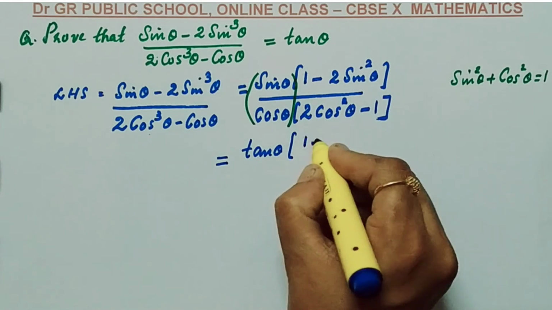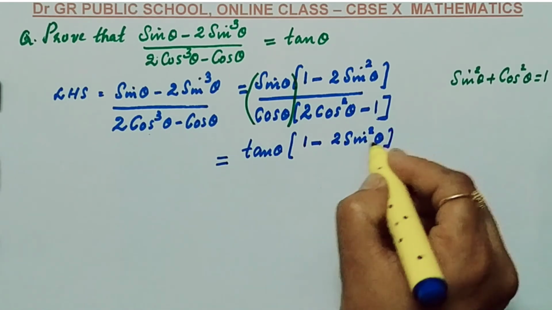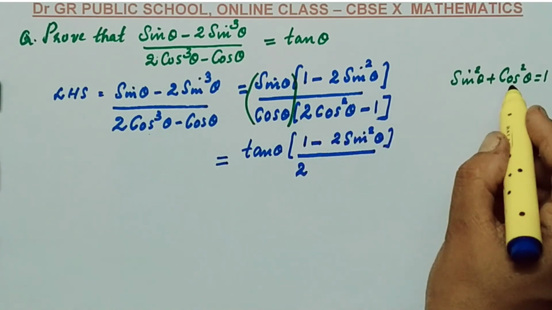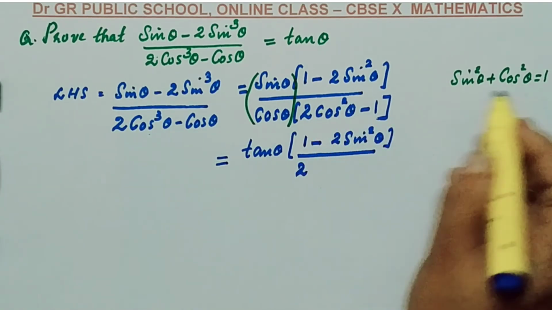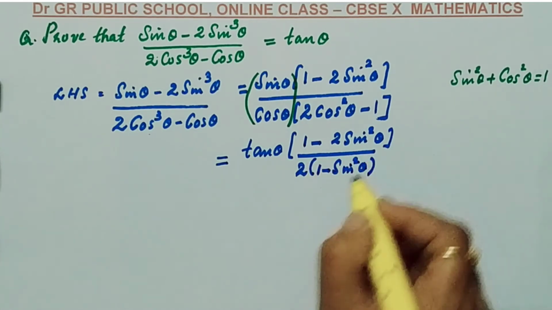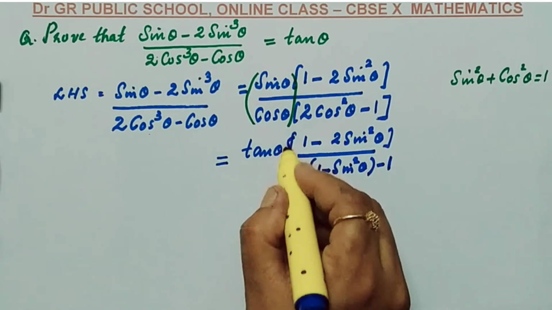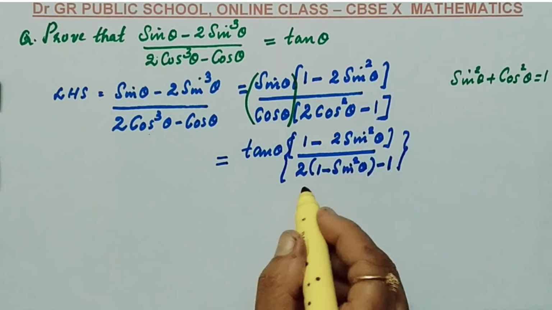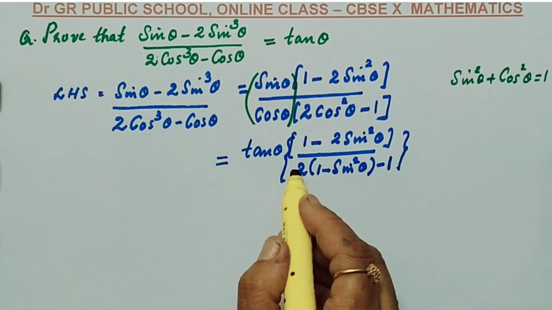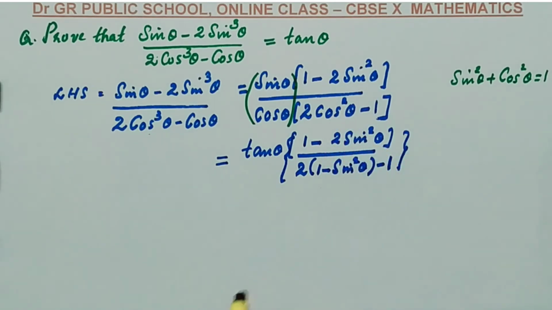1 minus 2 sin square theta in the numerator by, I am going to arrange the denominator, 2 cos square theta. What is cos square theta? Cos square theta is 1 minus sin square theta. Don't forget to put the bracket, more than one term in one bracket. Now remains a minus 1. My aim is to cancel these two brackets so that we can arrive at the answer tan theta. To cancel the brackets, I am going to convert both the sin and cos to the single unit. So here cos square I converted to sin square.